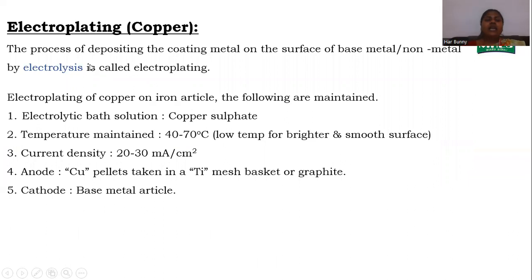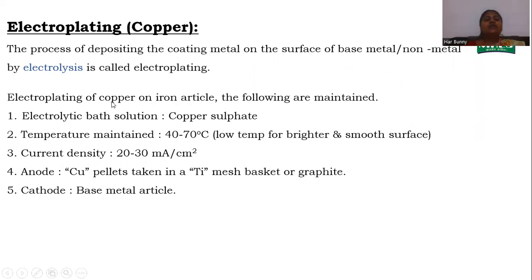The next topic is electroplating. So what is electroplating? Electroplating is where we protect the base metal by coating it with a coat metal using an electrolysis process. What is the principle here? The principle is the electrolysis process. The process of depositing the coat metal on the surface of the base metal or a non-metal by the electrolysis process is called electroplating.